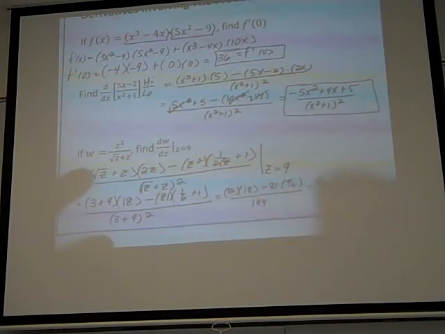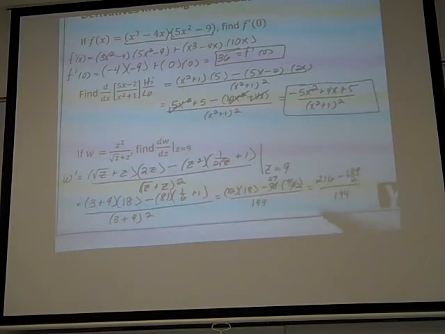12 times 18 is 216. 81 times 7 over 6. I can reduce that by 3 to get 2. Reduce that by 3 to get 27. We get minus 189 over 2 over 144. Okay, I'm just going to stop here.